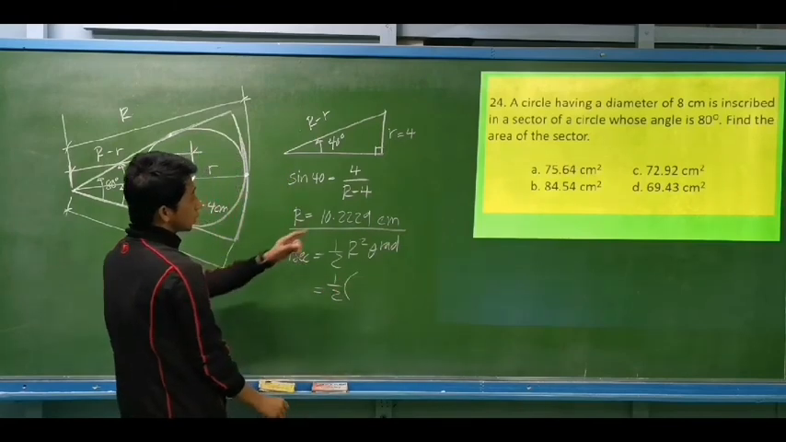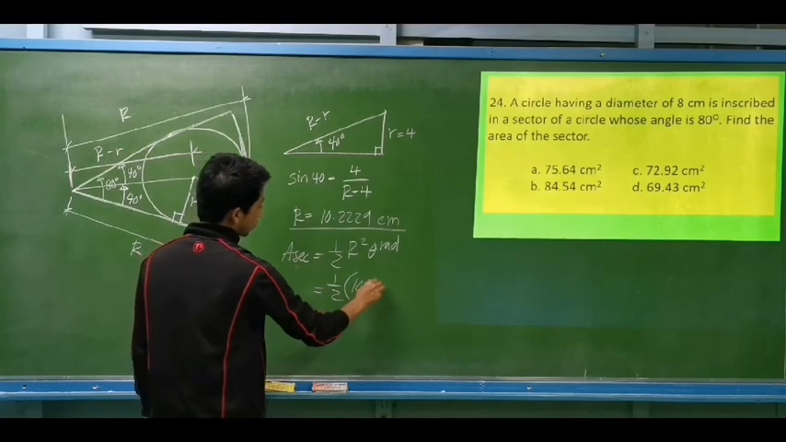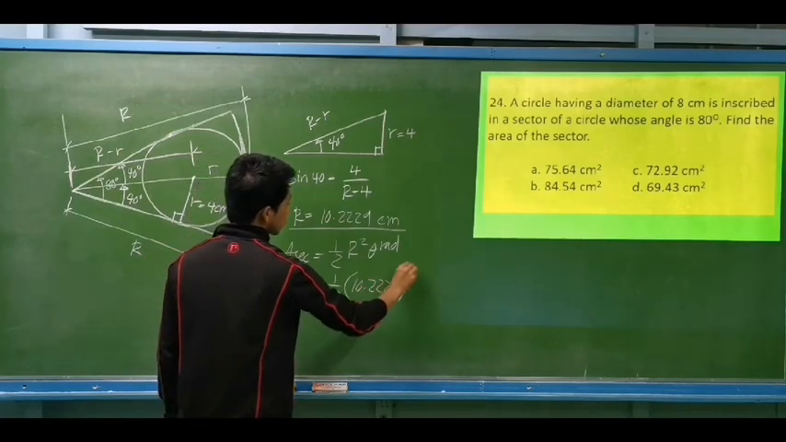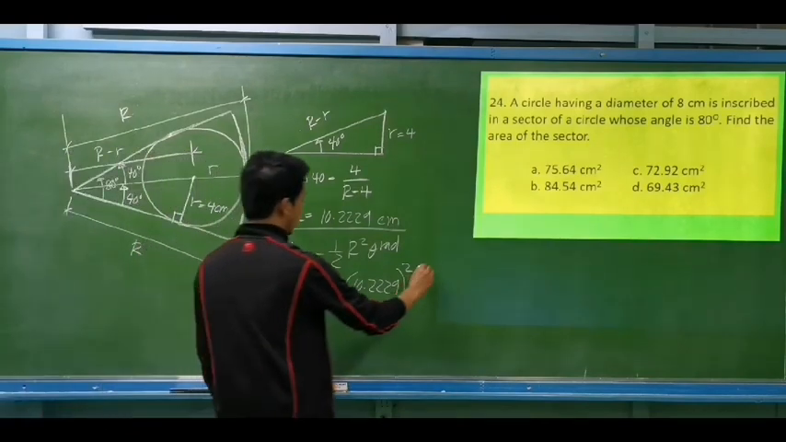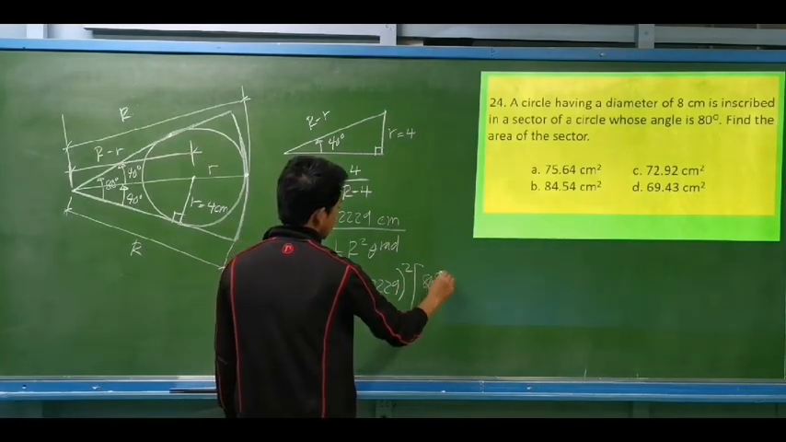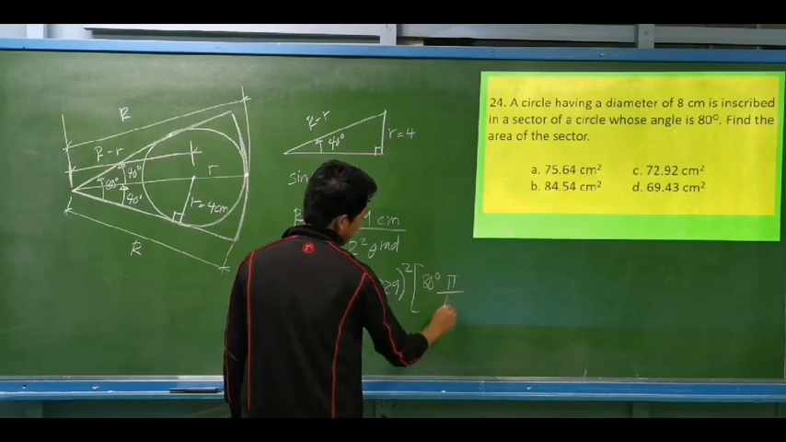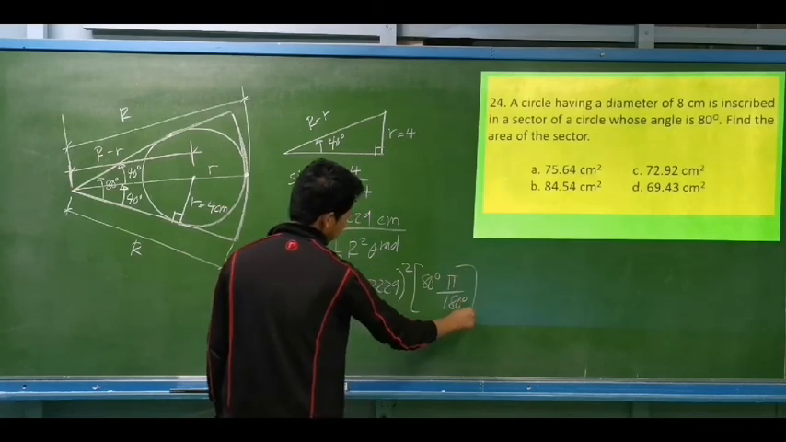What is the radius that we got? That is 10.2229 squared. What is the central angle of the sector? Let's use the whole, the 80 degrees. This is 80 degrees. To become radians, multiply by pi divided by 180 degrees.